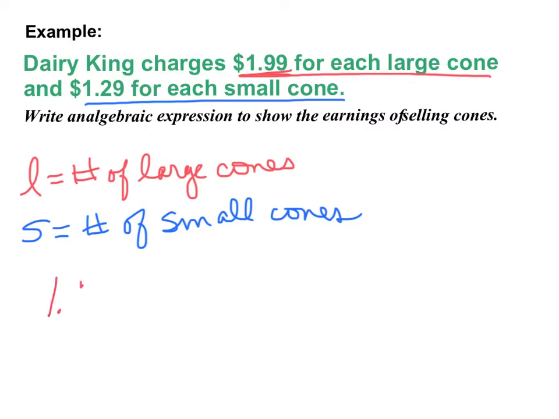So $1.99 times L, the number of large cones, plus, and then $1.29 for small cones. And I'm using S for small. This tells me they charge $1.99 per large cone and $1.29 per small cone.